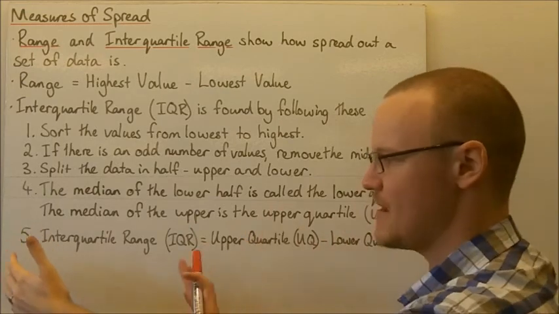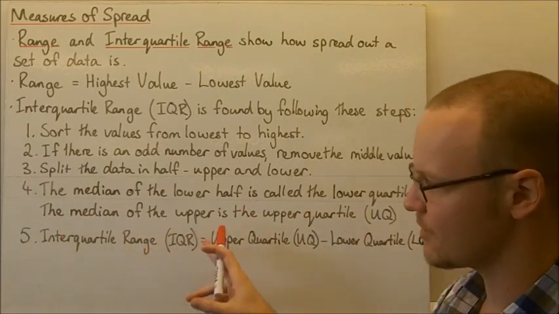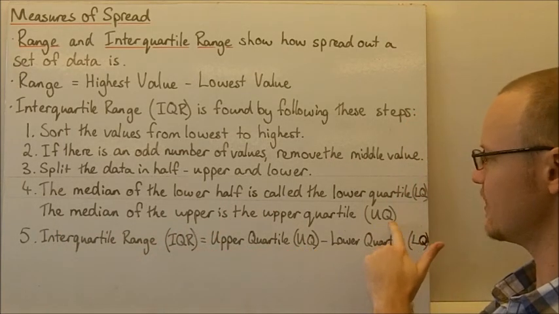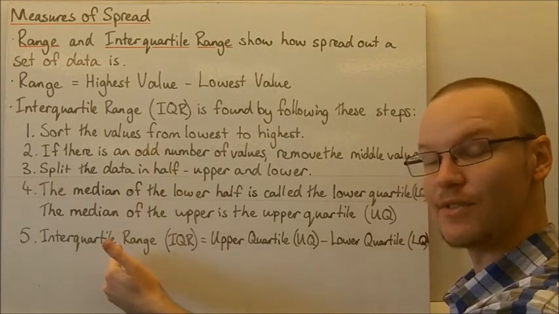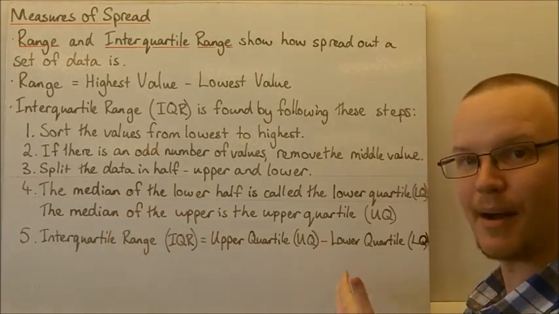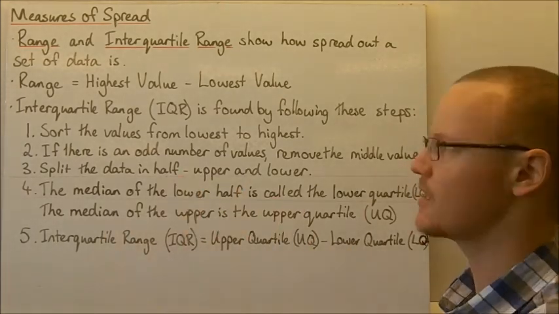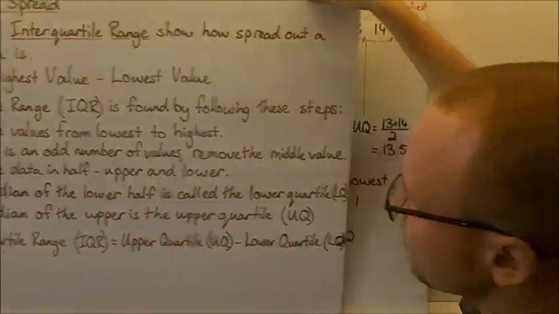So we just need to find the median of both these sets. Then the interquartile range, the IQR, is just the upper quartile, UQ, minus the lower quartile. So it's the median of the upper set of data, taking away the median of the lower set of data. Let's have a look at a couple of examples so you can see what I mean.